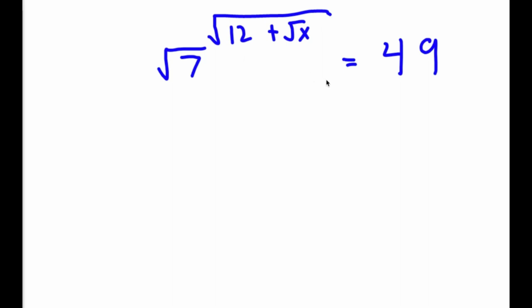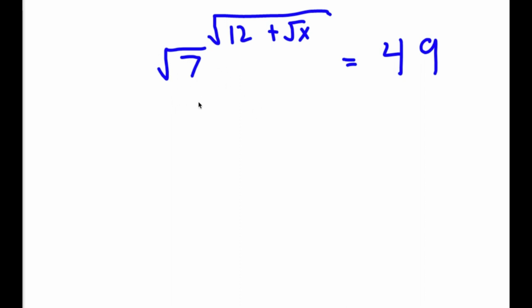In today's video, I'm going to be teaching you guys how to solve this exponential equation. So I have the square root of 7 to the power of the square root of 12 plus the square root of x is equal to 49. Now this problem looks very tricky, but if you actually know a couple of simple tricks, then this problem will be really easy.